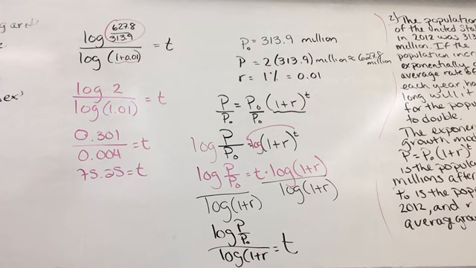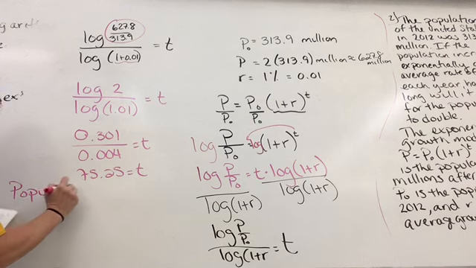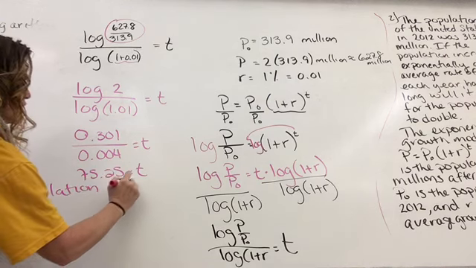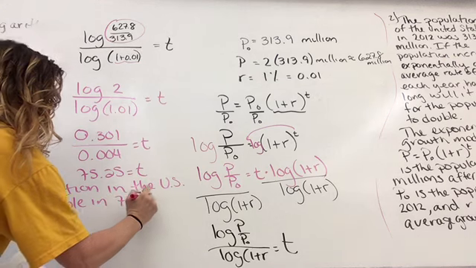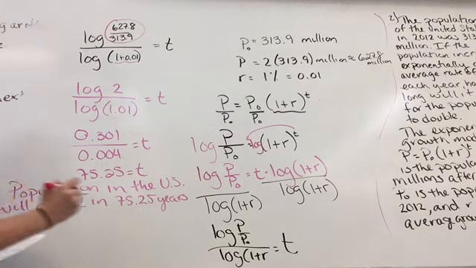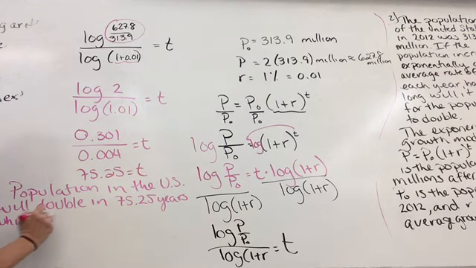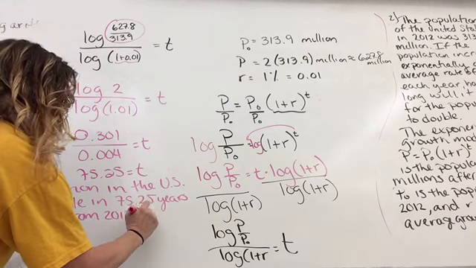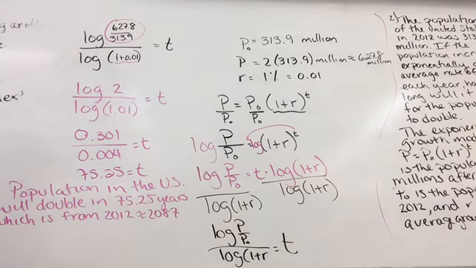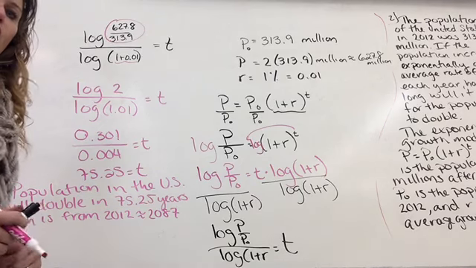So the population in the U.S. will double in 75.25 years, which is from 2012 to about 2087. And there are your word problems.